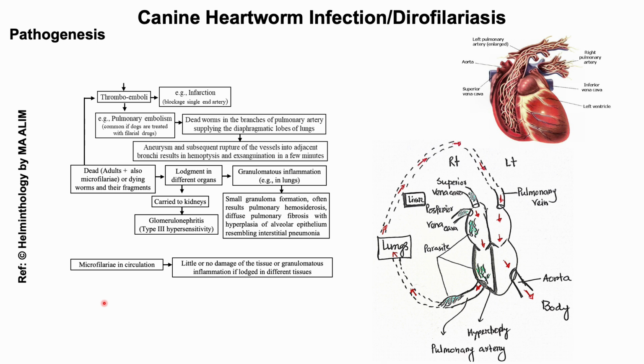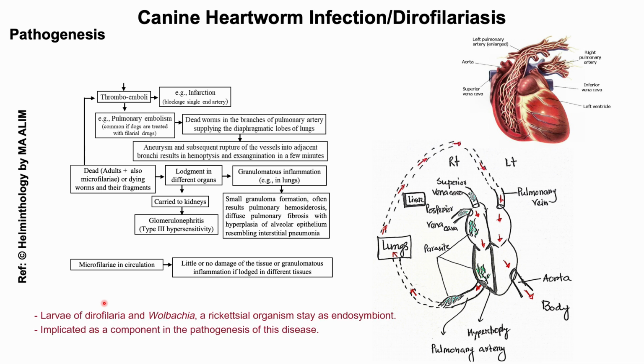Please note that with the larvae of Dirofilaria, Wolbachia or rickettsial organisms stay as endosymbionts. Therefore, Wolbachia species have also been implicated as a component in the pathogenesis of this disease.